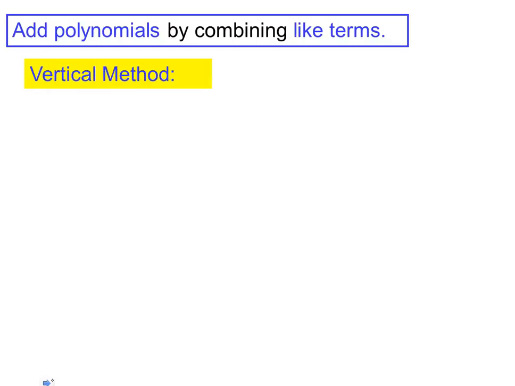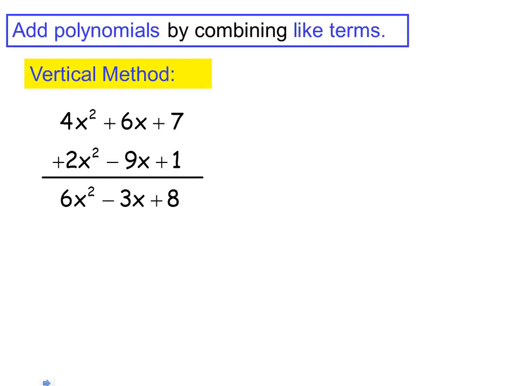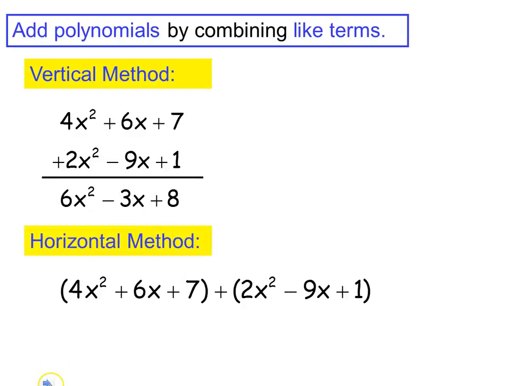When we add polynomials, you can do it 2 ways. You can write them vertically, in which you would stack the like terms together and just add down, or horizontally, which you're kind of doing the vertical method in your head. You just don't necessarily write it that way. But let's start by writing it vertically. 4x squared plus 6x plus 7, and we're going to add to that 2x squared minus 9x plus 1. Notice the squared terms are together, the first degree terms are together, and then the constants are stacked. And then we just add down. 6x squared minus 3x plus 8. If you did it horizontally, you'd end up with the same idea.